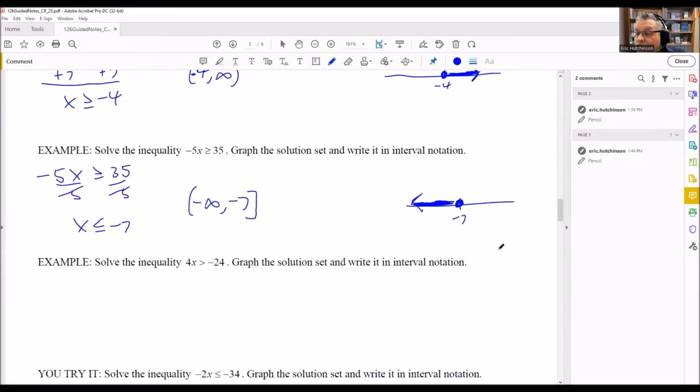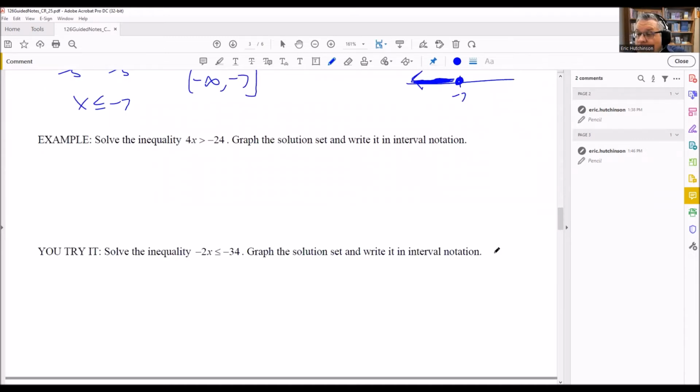Let's do two more of these. For this, it's the same thing. We need to do a division. So divide this by 4, divide this by 4. This time, the inequality symbol does not switch, and that's because we're not dividing by a negative number here. Even though the number on the right-hand side is negative, we're not dividing by a negative. So that's why the sign does not switch here.